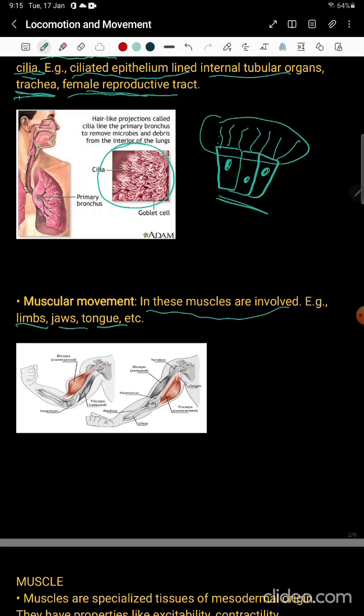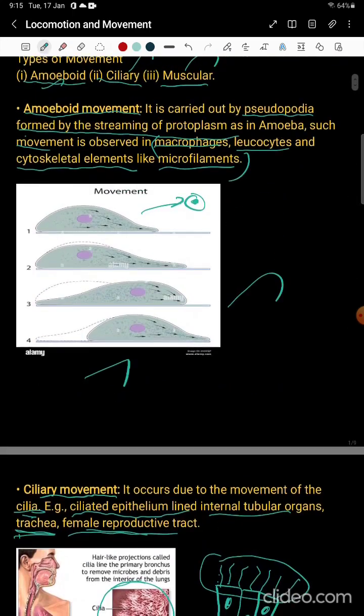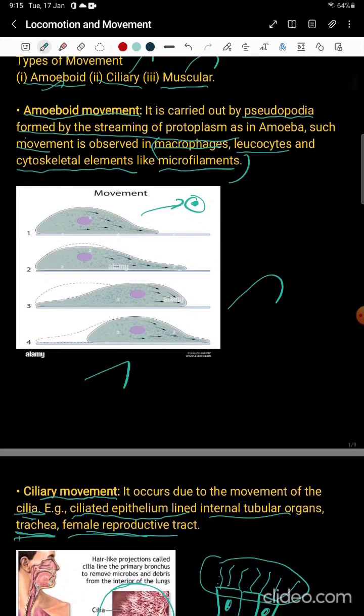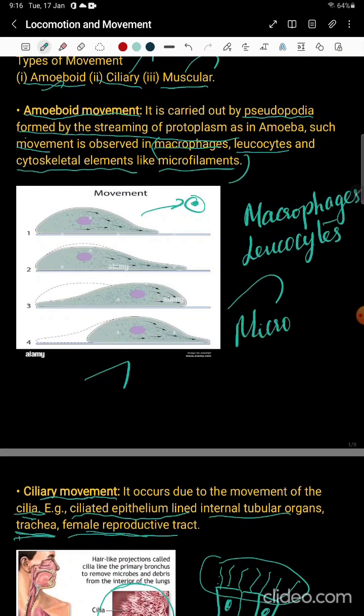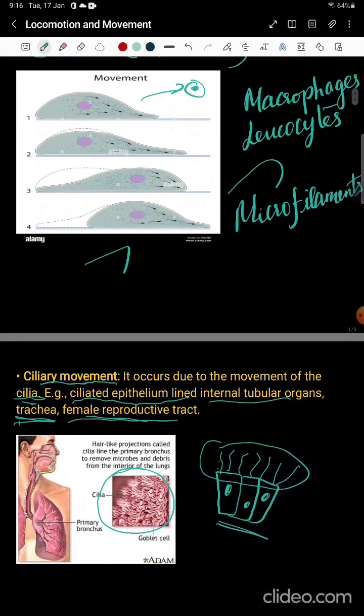So these are the three important types of movement: amoeboid movement, ciliary movement, and muscular movement. Amoeboid movement is found in macrophages, leukocytes, that is in our WBC, and in cytoskeleton elements like microfilaments. You should not forget; you have to remember all these things.